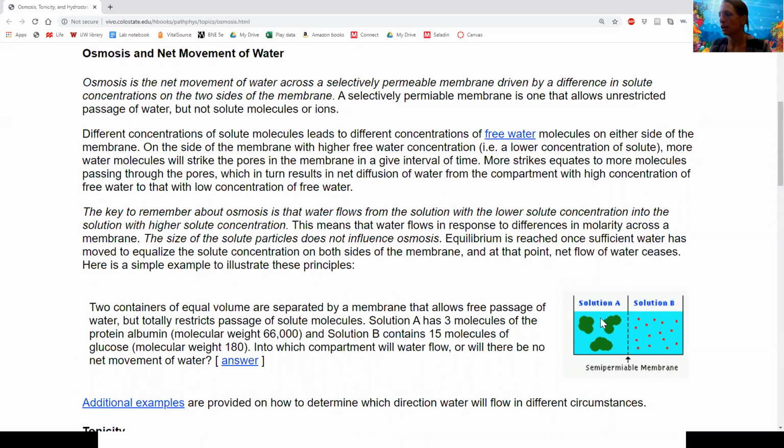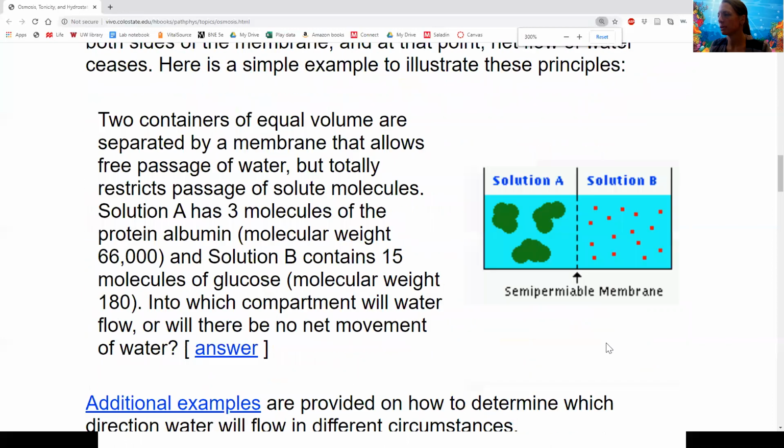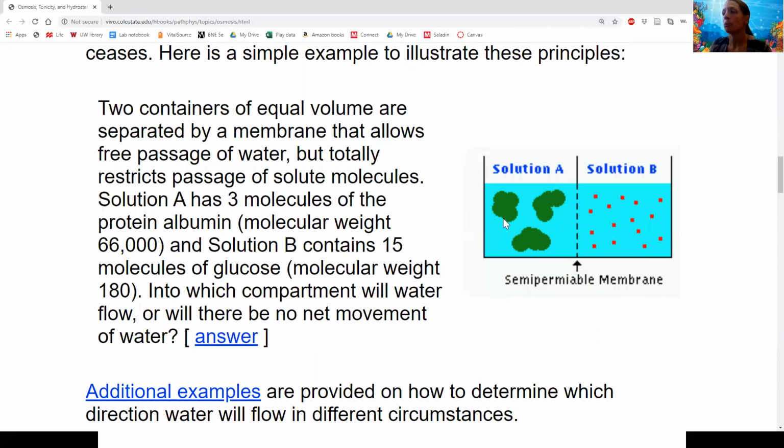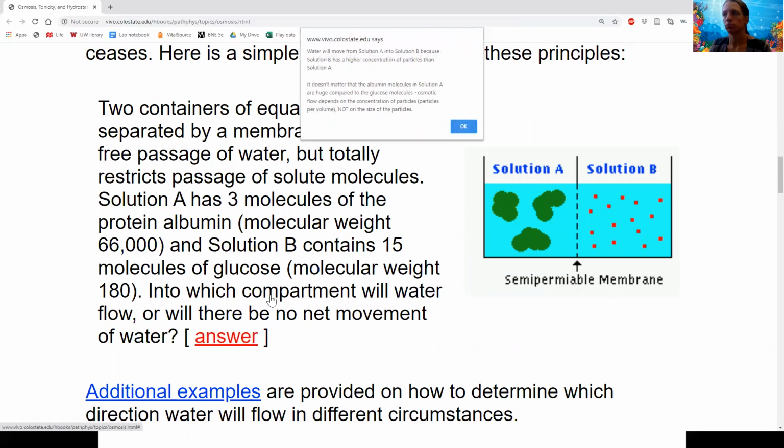Over here, solution A, there is protein albumin, a large protein. Over here, solution B, there's glucose. 3 molecules of protein, 15 molecules of glucose. Which way will water flow? It's going to move to the right because this has a higher osmolarity or higher tonicity. It's hypertonic. What matters is the number of particles.